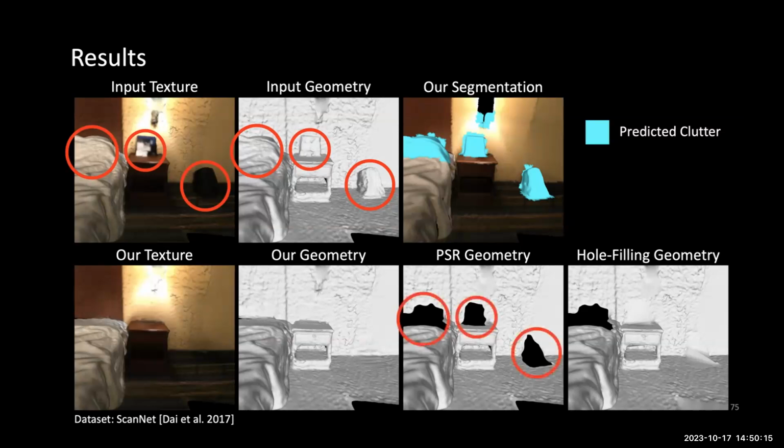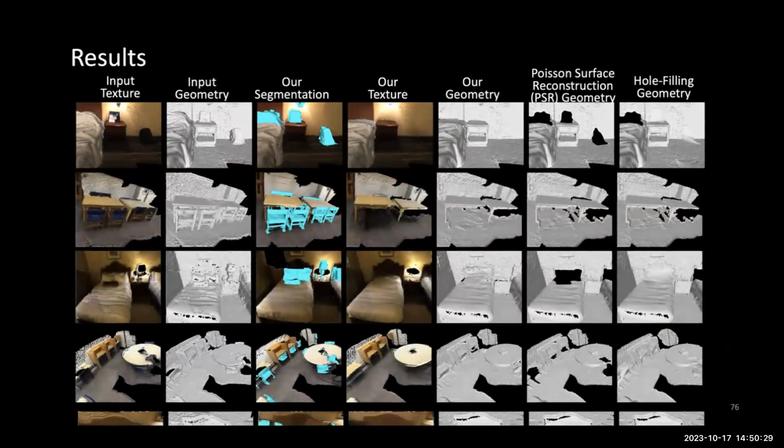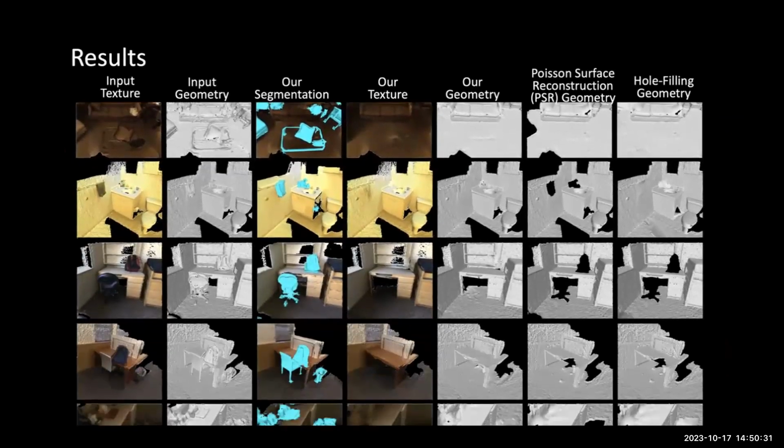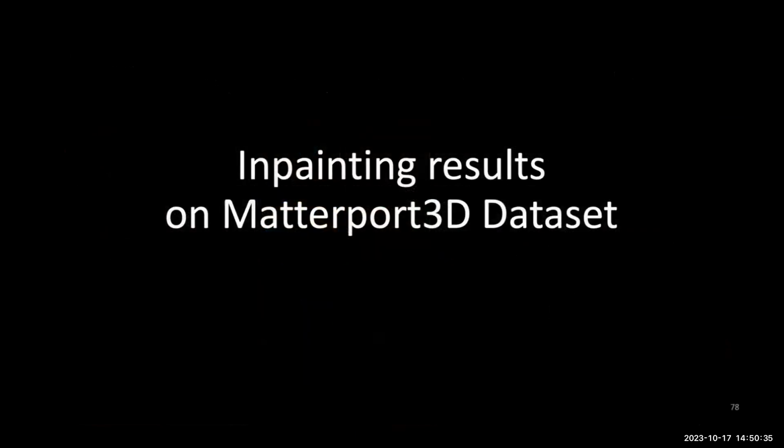We do this comparison in many different scenes from ScanNet, and we can see that across all these different scene types, we are able to better fill in the texture and geometry compared to Poisson surface reconstruction and the hole filling algorithm. And now we'll have a deeper look at the inpainting results. We do this comparison on the Matterport3D dataset.